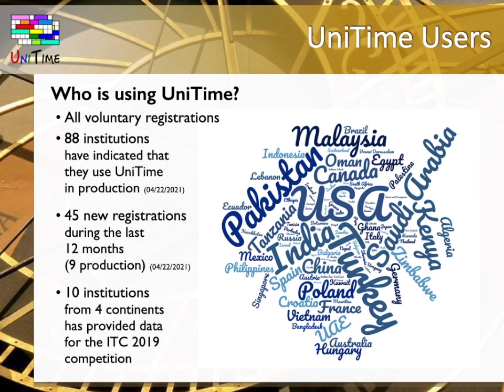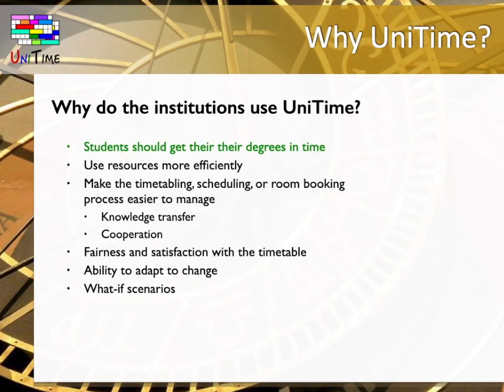The UniTime team co-organized the International Timetabling Competition ITC 2019, for which real-life data from 10 institutions from 4 continents were collected from their UniTime instances. This is to illustrate that UniTime is being used all over the world. And why have institutions chosen to use this software? It helps their students get their degrees in time. It helps use resources more efficiently. For example, if you use the rooms that you have available and you don't need to rent or build another room or building, it saves costs considerably.